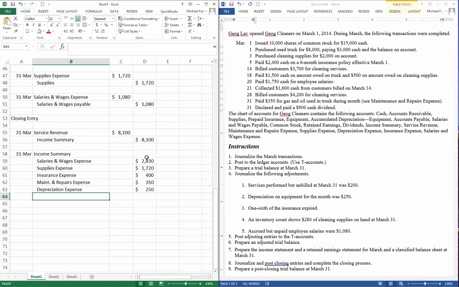And then I credited all those accounts, and then I'm going to debit the same amount to income summary, which is $5,550.